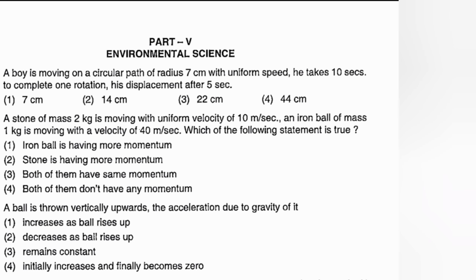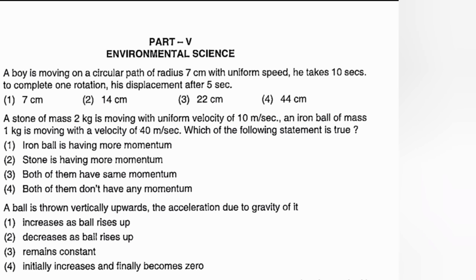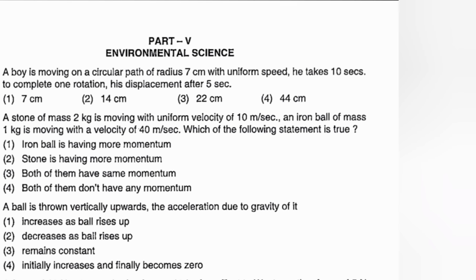Second question. A stone of mass 2 kg is moving with a uniform velocity of 10 meter per second. An iron ball of mass 1 kg is moving with a velocity of 40 meter per second. Which of the following statements is true? So for this you have to compare the momentum.